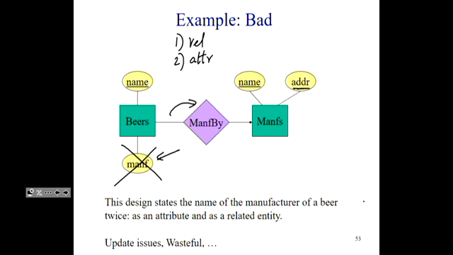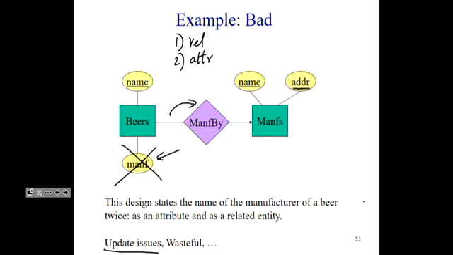So you don't want to have an attribute when a relationship conveys the same thing. Okay, so you need to pick between attributes and relationships carefully, but you definitely don't want to have both. Okay, so the reason why you don't want to have both is because there are update issues.